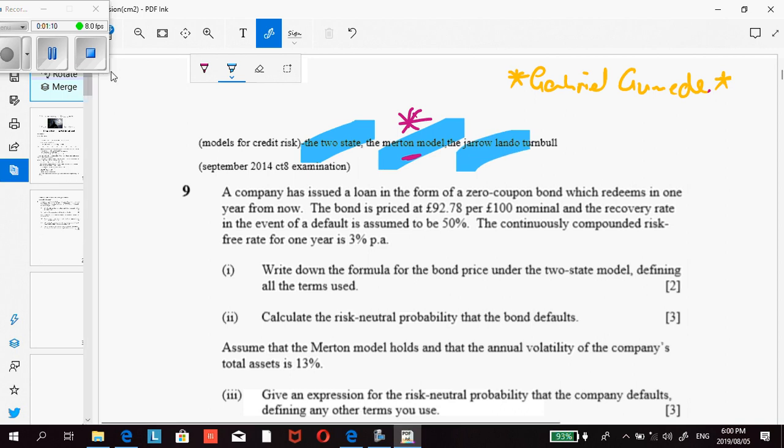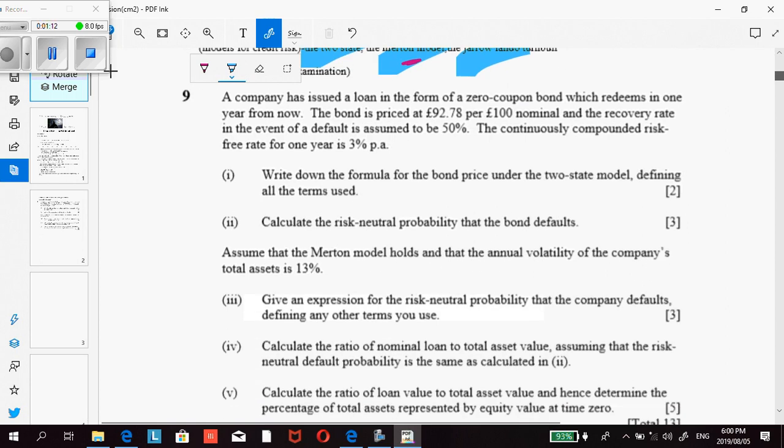Now, our first question here that we're going to discuss is a lovely one. It is lovely in a sense that it's testing two sections in one question. So you will see the first question is testing the two-state model and the Merton model. So it will get you to practice two things at the same time. So let's read our question.